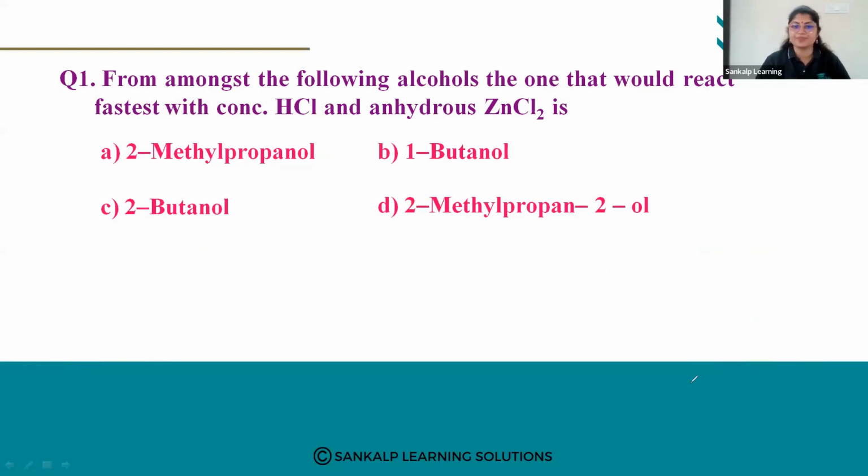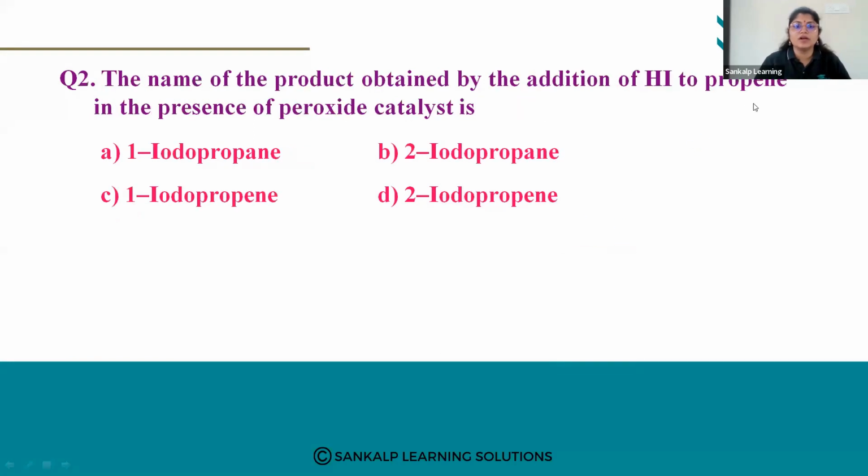Next MCQ. The name of the product obtained by addition of HI to propene in the presence of peroxide catalyst is A, 1-iodopropane, B, 2-iodopropane, C, 1-iodopropene, D, 2-iodopropene.